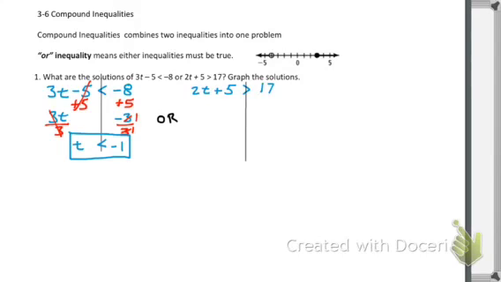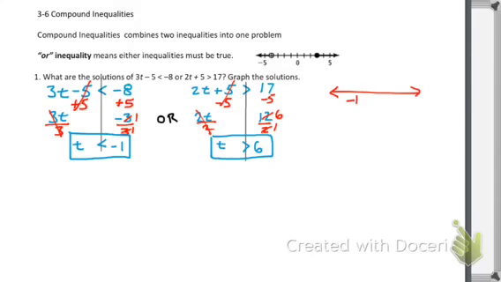Then we go on to solve the second problem, so the "or" part is we have 2t plus 5 is greater than 17. We then subtract 5 from both sides, getting 2t is 12, and then divide by 2 to say that t is greater than 6. We didn't have to worry about multiplying or dividing by a negative, so the signs stayed where they were. Now we combine them together on the same graph.